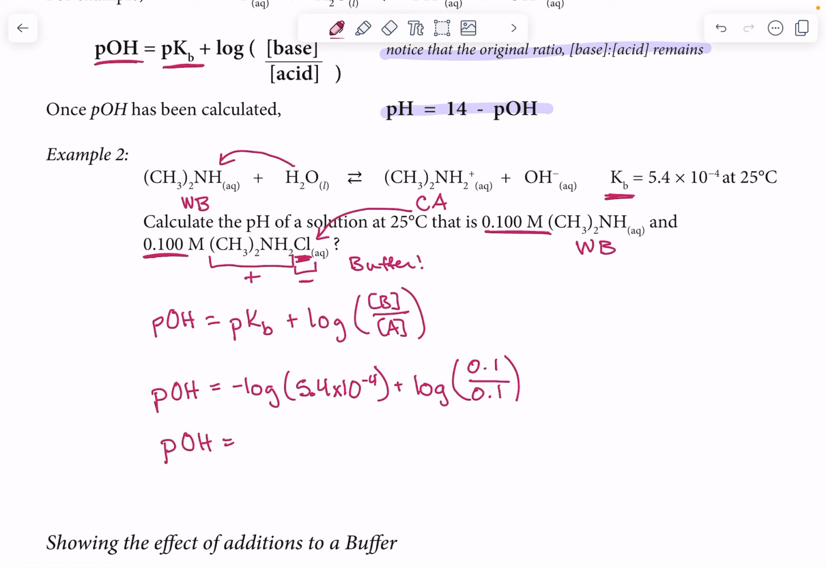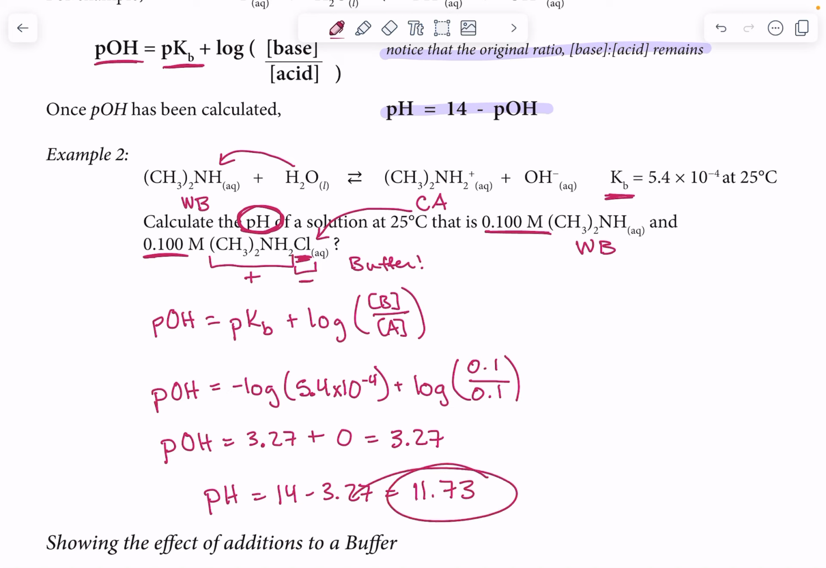Okay, so I type it in my calculator. I've got negative log of 5.4 times 10 to the negative fourth, which is 3.27, plus the log of 0.1 divided by 0.1. So 0.1 divided by 0.1 is 1. Logarithm of that is 0, so plus 0. So my pOH is 3.27. Now, don't forget to answer the question that's being asked. The question that's being asked is, what is the pH? So our pH is going to be 14 minus 3.27, which is 11.73. And there's our answer.